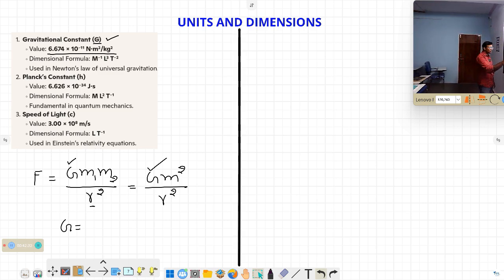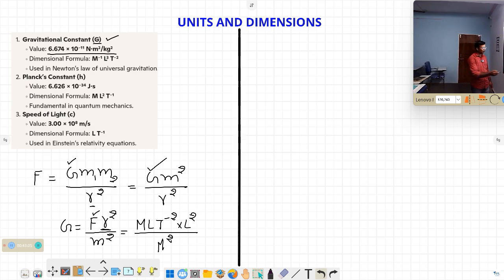From this formula I can write the G value as F into r square by m square. So the dimension formula for this, the dimension of force, you know, is M L T minus 2, into the dimension of r. r is nothing but distance, which we measure in terms of length, so L square, divided by m square, where m is mass. So according to cancellation, here one m we can cancel, and one m is left.